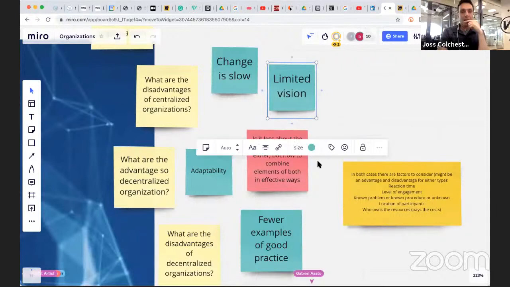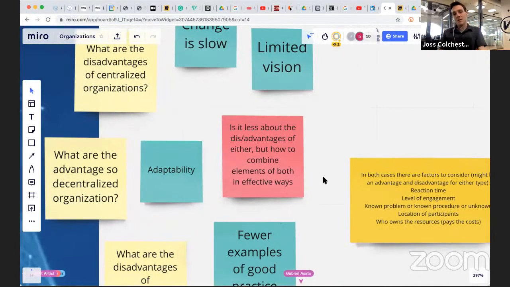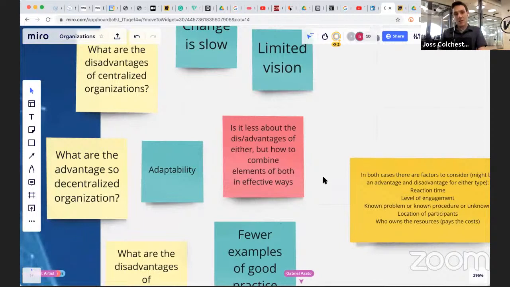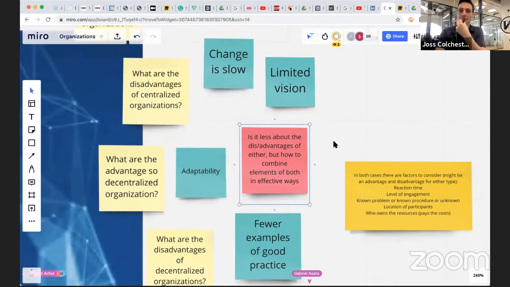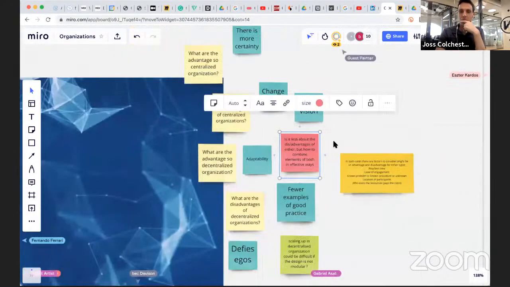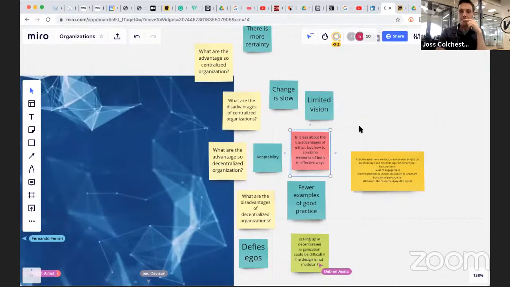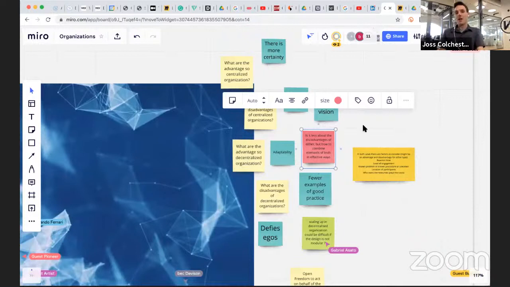Yeah, we get a planning kind of approach to things. It's less about the disadvantages of either, but how to combine elements of both in effective ways. Anybody want to share ideas on that? It's kind of what we talked about already. Trying to get a hybrid where we get a certain synergy between the centralized and decentralized, but so often they're presented in black and white, aren't they? Like it's a battle, this against that, and which one's better, and are we going to go decentralized or centralized, when the complexity probably lies in something in between and getting the two to work together in some way.